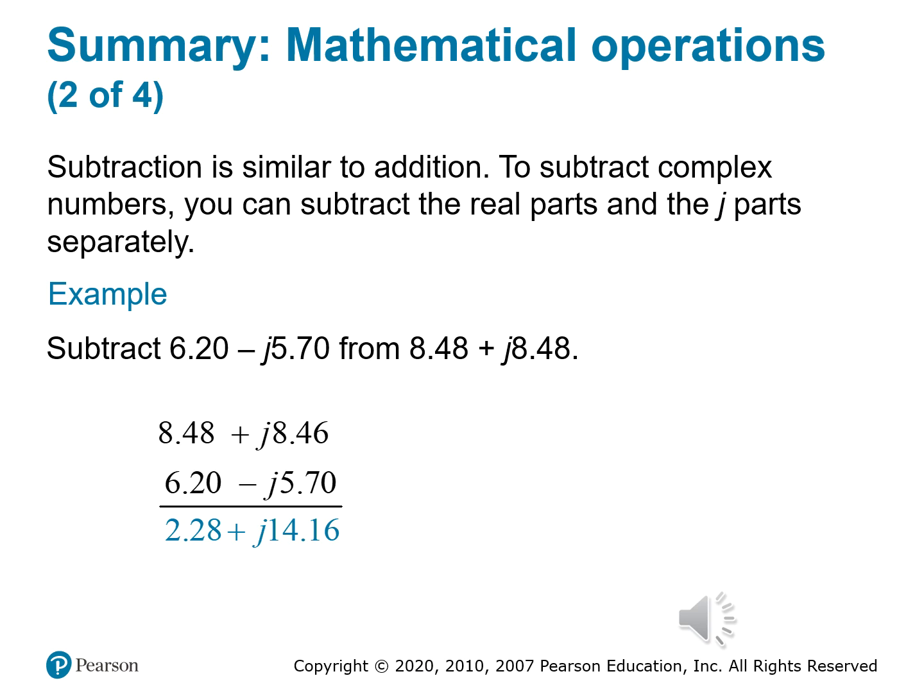So J8.46 minus J5.70, and we end up with J14.16. So remember this is subtraction. So J8.46 minus a minus J5.70, that's going to give us the addition of J14.16. And then we put it together and we get 2.28 plus J14.16.